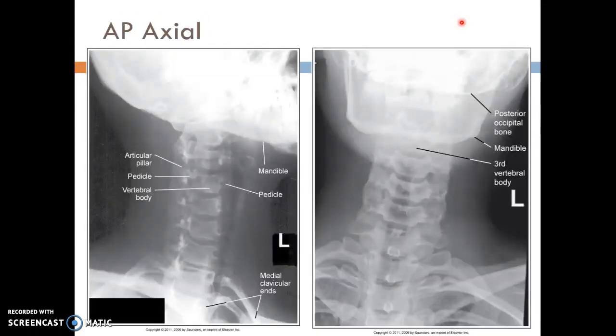Here we have the rotation. We have a patient who is rotated towards their left side. Then we also have a patient who's tilted, and the face or the mandible is not positioned where it should be. The mandible should be superimposed with the occipital bone.